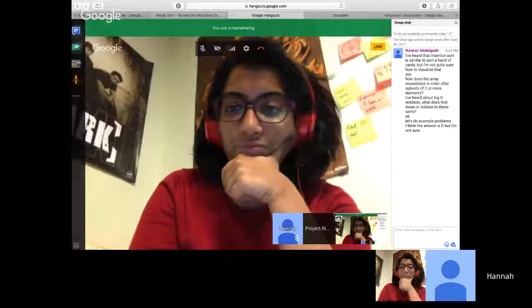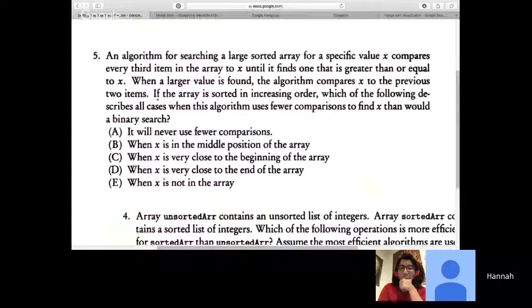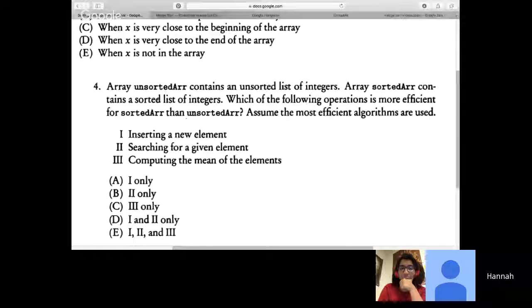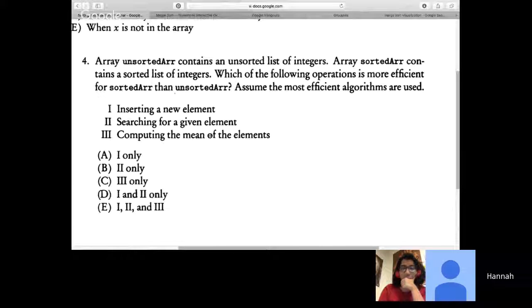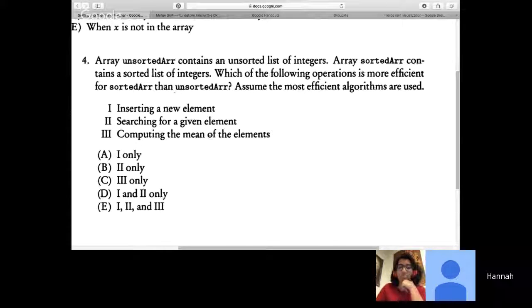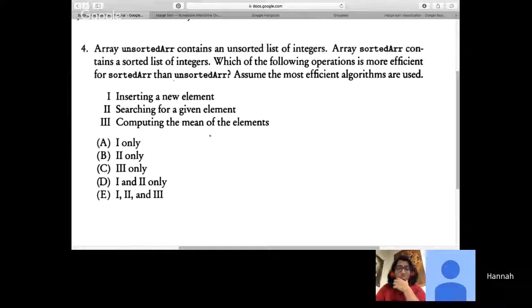She said, yep. Okay. So this is the next problem. Unsorted array contains an unsorted list of integers, and a different array, sorted array, contains a list of sorted integers. Which of the following operations is more efficient for sorted array than unsorted array? Assume the most efficient algorithms are used.